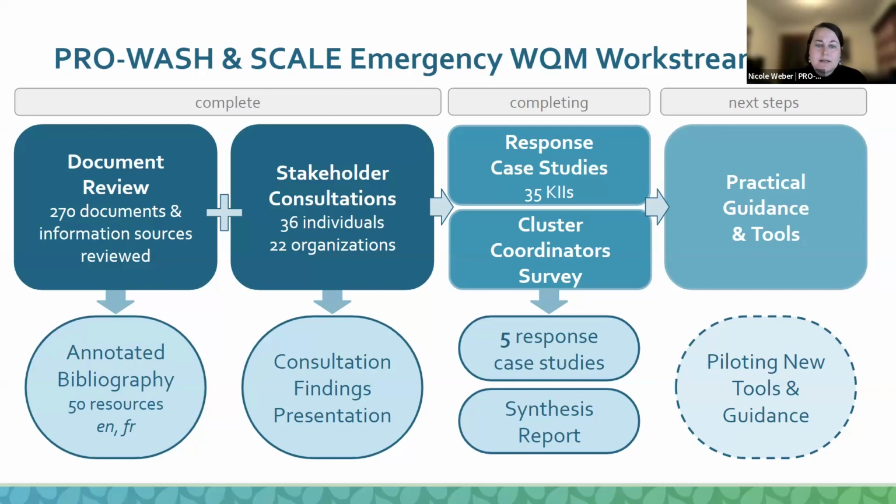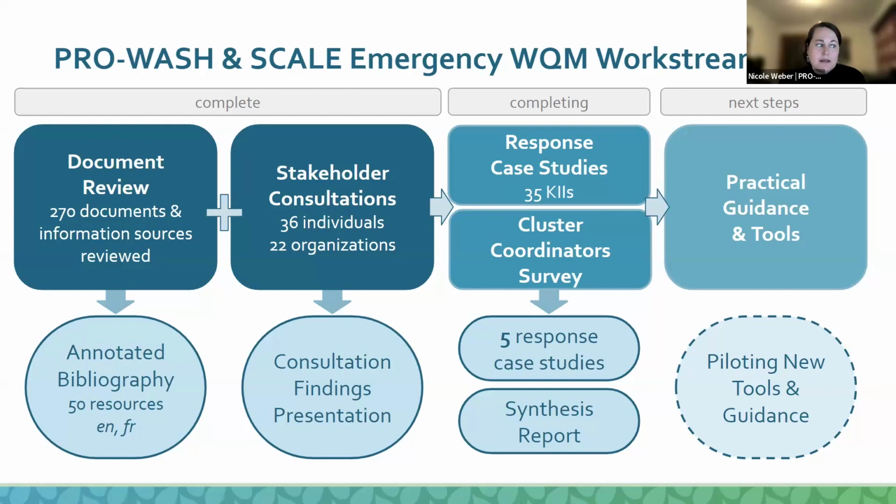Following this, we wanted to dive deeper into some of the humanitarian responses to validate what we were hearing from these stakeholder consultations, what we were reading in the document review, to see if that matched with what was happening on the ground, and to get a better idea of where the challenges lie and what new resources or approaches might be helpful to help overcome some of those challenges.